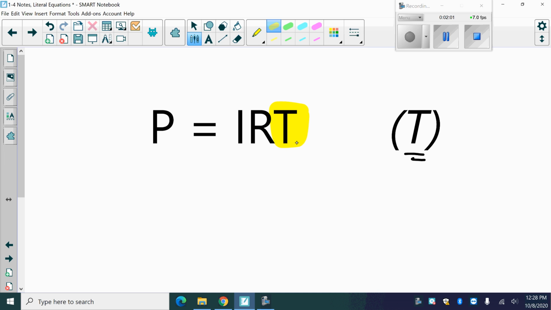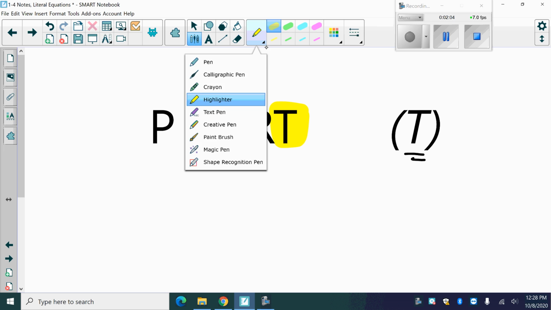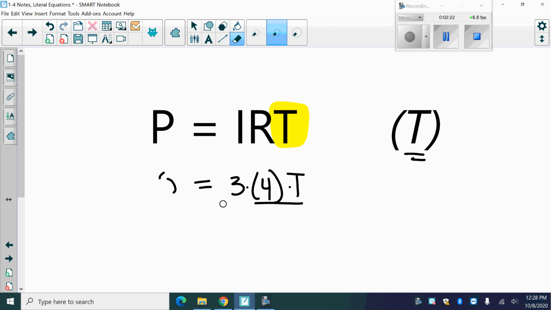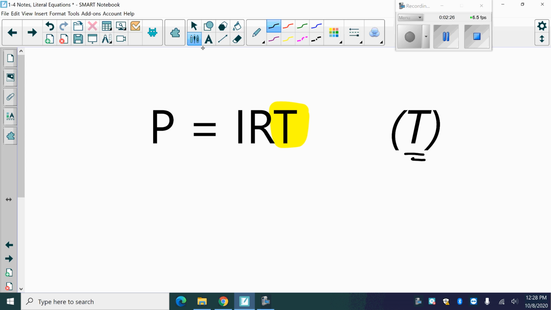Now, if I would give you an equation where it would look like this, and you would be solving for t, all you would do, this is all multiplication, you would just divide by 12 or divide by 3 times 4. So that is the exact same thing that we are going to do when we solve this equation. We are just going to divide by I times R. Since it's attached by multiplication, the opposite of multiplication is division.